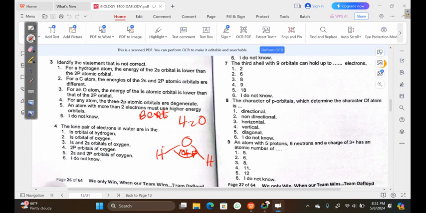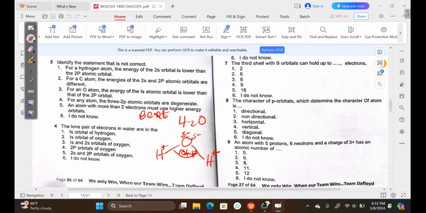Positive. This one also positive. Yeah. Then on the oxygen, what charges do we have? Two partial negative charges, right? Delta 2 minus, like that.